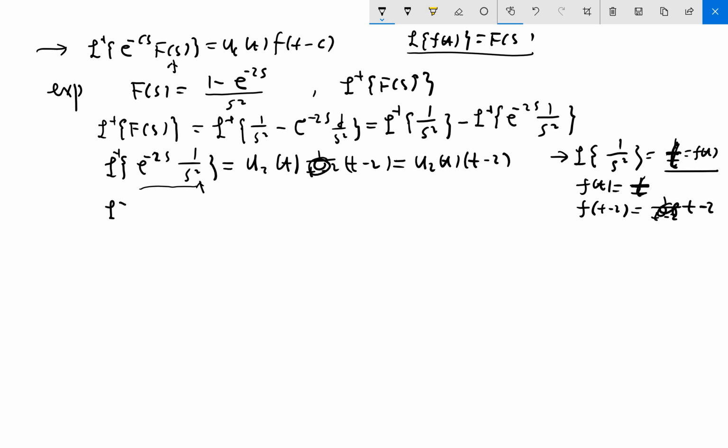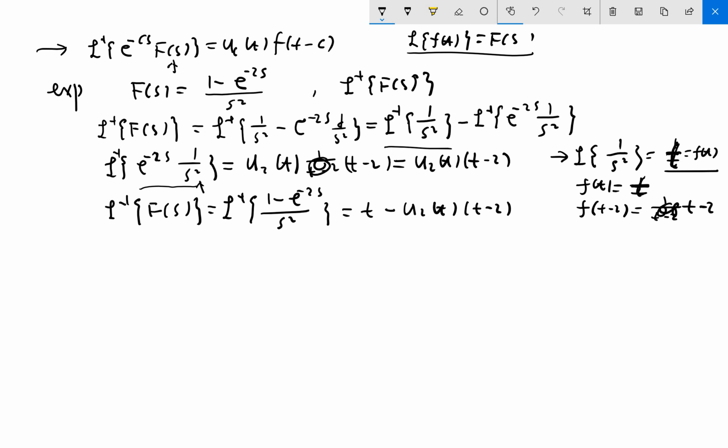So we can find the inverse Laplace transform of capital Fs for this whole thing. What we're looking for is this: 1 minus e to the negative 2s over s squared is equal to this one, which is t minus u2t times t minus 2. Then we're done.